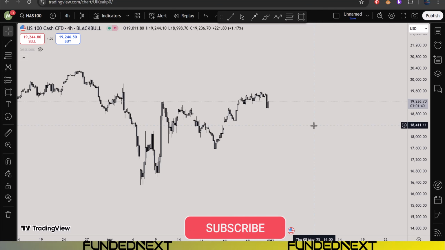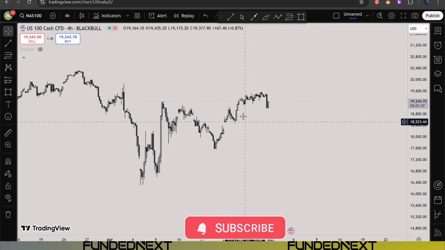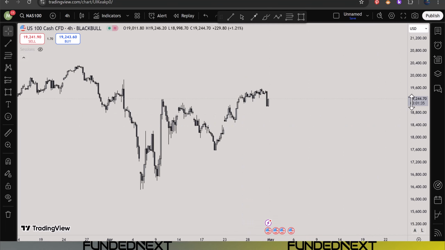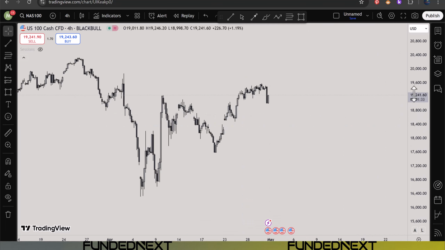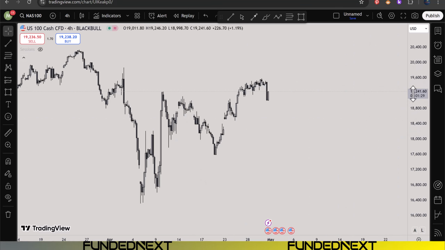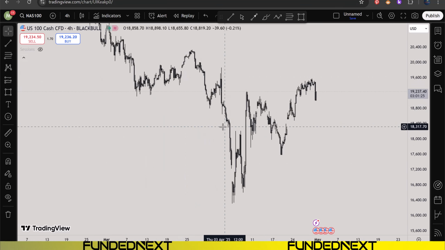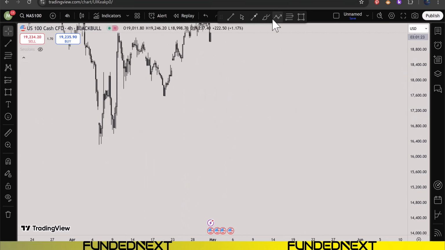This is a chart of the US 100, and this is the NASDAQ that we're talking about. Everything that we are going to be talking about here applies on the US 30 and the S&P 500. Here what we are going to be doing is simple. We are going to be counting our levels. Let me start on the whiteboard.